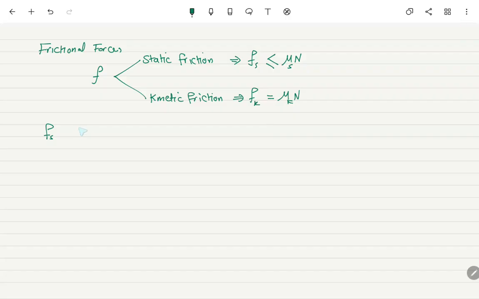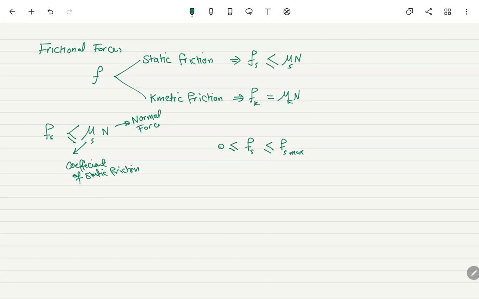So Fs is less than or equal to mu s n. By the way, mu s here is the coefficient of static friction, and n here is the normal force. This is the normal force, and this is the coefficient of static friction. Remember, Fs here is greater than or equal to 0 and less than or equal to Fs max.